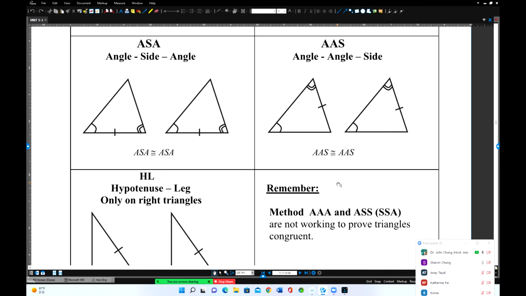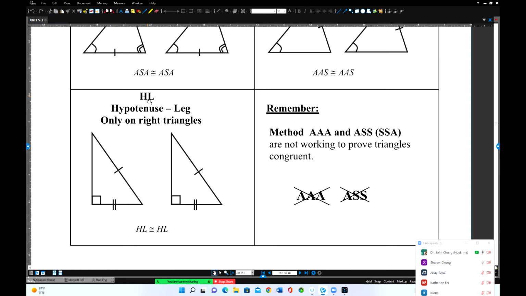This is 4. The last one is hypotenuse leg. Only hypotenuse leg works on right triangles. If these are not right triangles, we don't say hypotenuse leg. This longer side is called the hypotenuse. To prove this one, you have to say these 2 triangles are right triangles first. After that, check the hypotenuse.